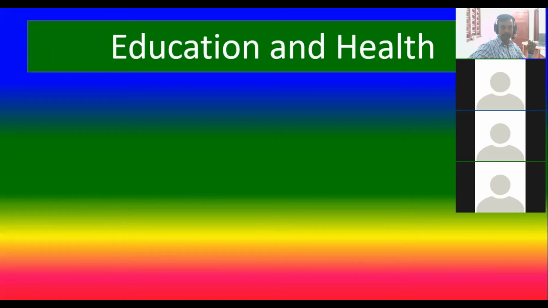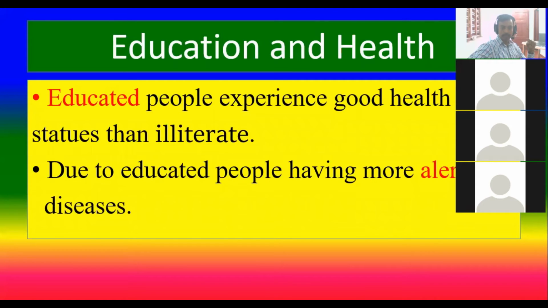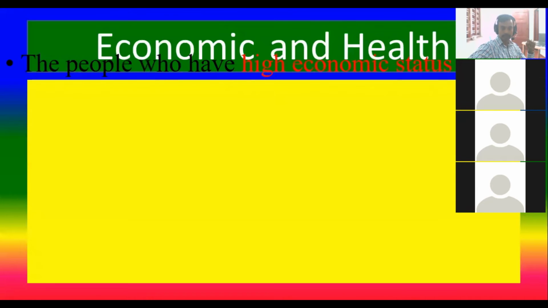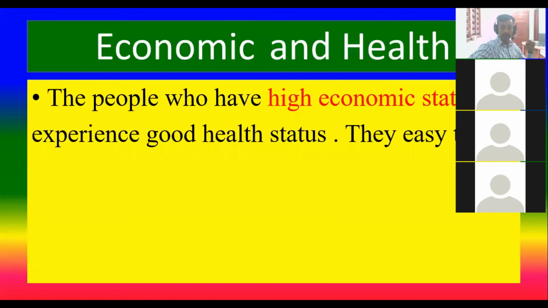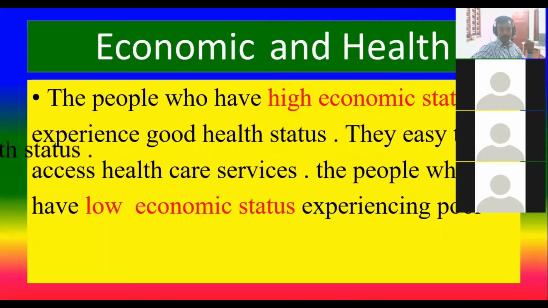Then education and health. Educated people experience better health status than illiterate people due to alertness and awareness regarding diseases. Then economic status and health. High economic status, people experience good health status, as they can easily access healthcare services. Low economic status, people experience comparatively poor health status. Mainly, economic status is directly linked with education.